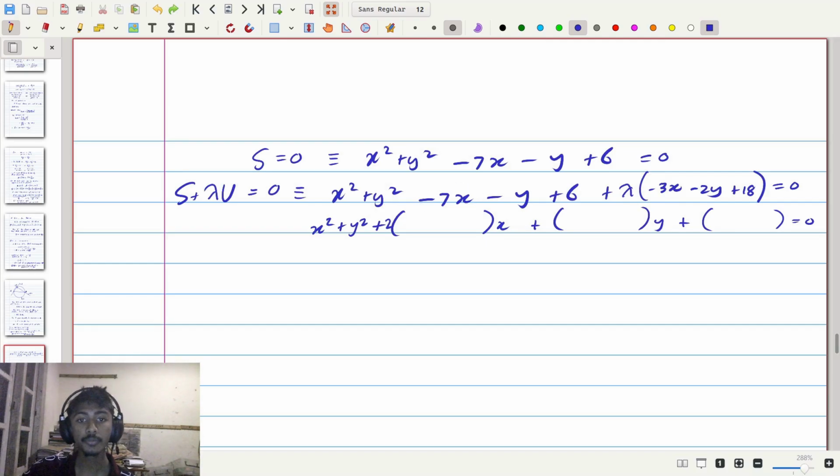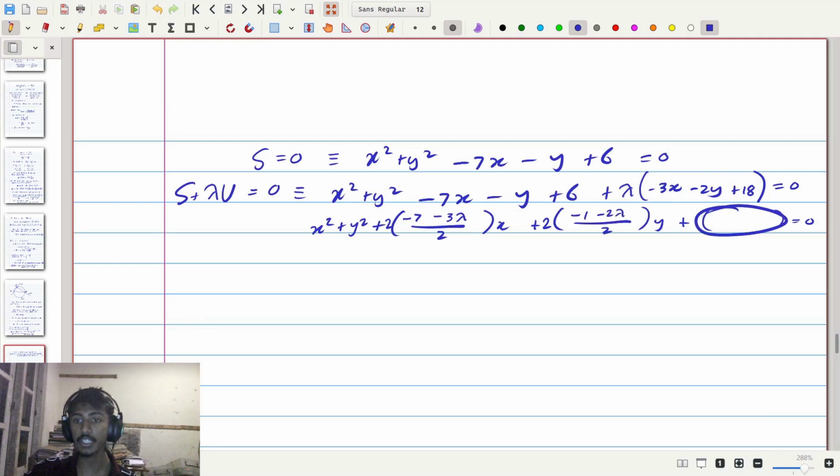So here I have minus 7 minus 3 lambda all divided by 2. Similarly for y, if I want to take a minus out, I'm going to divide everything by 2, and if I consider what I have left, it is a minus 1 here and also a minus 2 times lambda here. So you have minus 1 minus 2 lambda divided by 2.